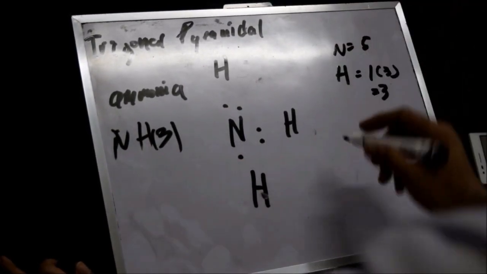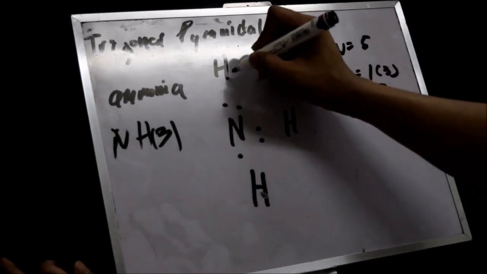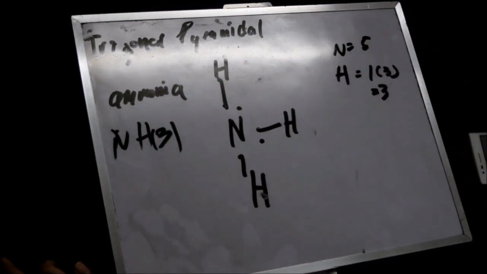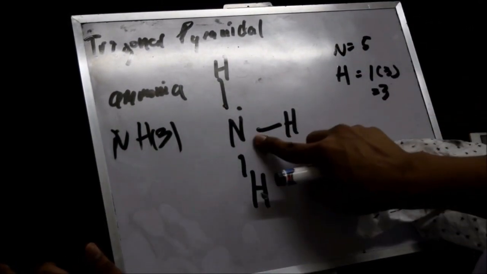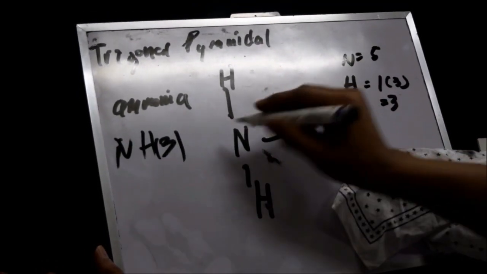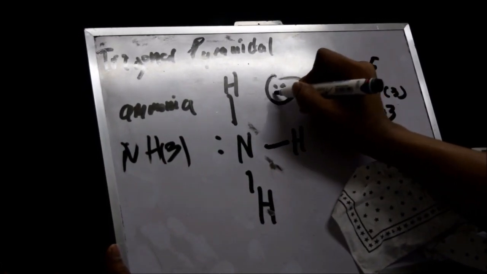So what we're going to do is share the electrons with each other. We're going to connect their lines, share, and share. And we have 2 electrons left, so that can be a lone pair. We're going to transfer it there, and it's already happy.